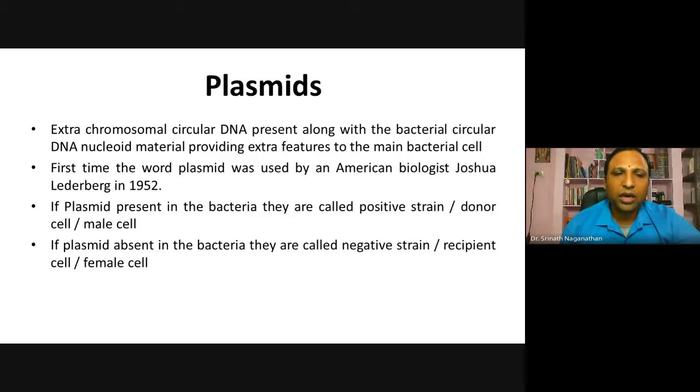Let's see about plasmids. Plasmids, as I said, are extra chromosomal circular DNA which are present along with the bacterial circular DNA nucleoid material, providing extra features to the main bacterial cell. The word plasmid was first used by the American biologist Joshua Lederberg in 1952. If a plasmid is present in the bacteria, they are called positive strain or donor cell or male cells. If the plasmid is absent, they are called negative strain or recipient cell or female cell.